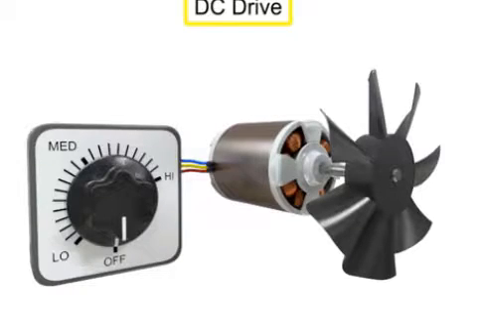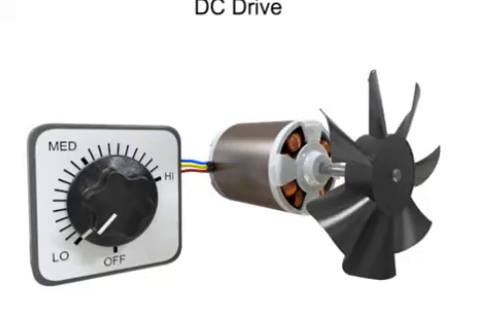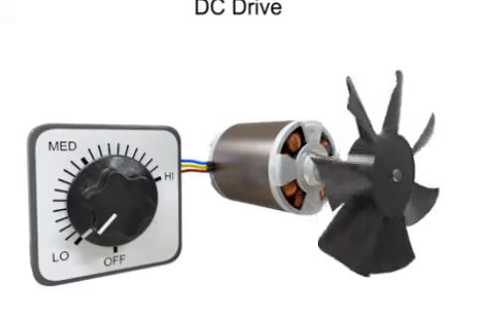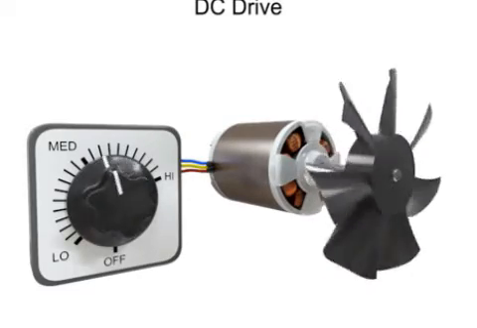DC drive is the functional circuitry that can be employed to precisely control a DC motor. The drive operation allows the application of varying DC input levels so that the motor runs efficiently at different speeds.